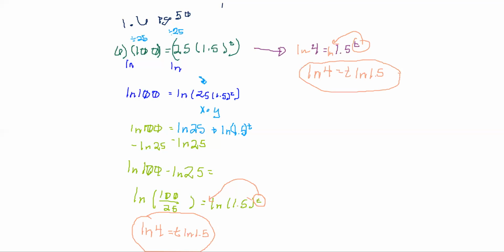Your way is probably smarter because there's less opportunity for you to make mistakes with computing logarithms in here. That being said, where do we go after this? We're just going to isolate the t and call it good. So the answer is going to be t equals the natural log of 4 over the natural log of 1.5. Can I simplify this?